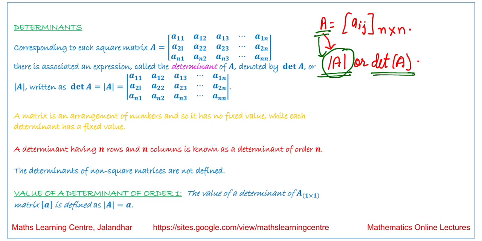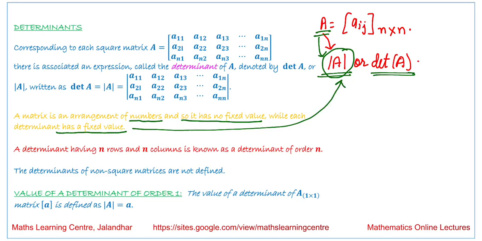So this thing is written over here, that a matrix is an arrangement of numbers, so it has no fixed value, while each determinant has a fixed value. And if we talk about the values of the determinant, how we proceed is, suppose first we have a 1 cross 1 matrix. We are talking about square matrices. If we talk about non-square matrices, then the determinant is not defined.